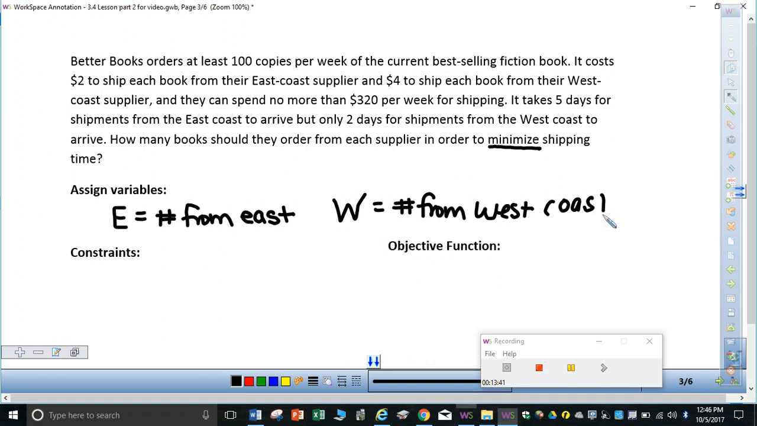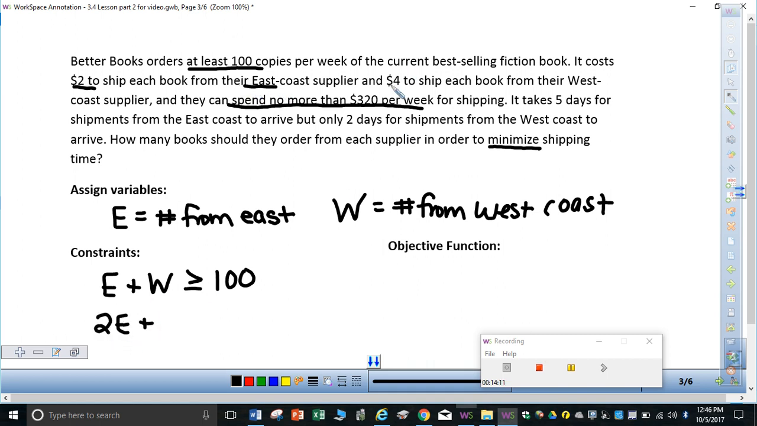All right, so the way we set up our constraints are going to look a little different for this problem. So one of our constraints is that they order at least 100 books per week. So that means the number of books from the East Coast plus the number of books from the West Coast has got to be greater than or equal to 100. Another constraint is that they can spend no more than $320 per week. It costs them $2 to ship a book from the East Coast supplier. It costs them $4 to ship a book from the West Coast supplier. So that total shipping cost has to be less than or equal to $320.